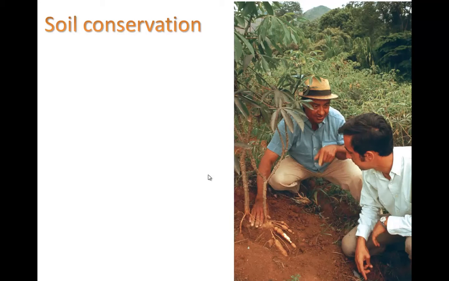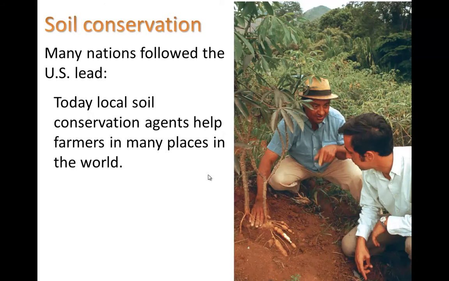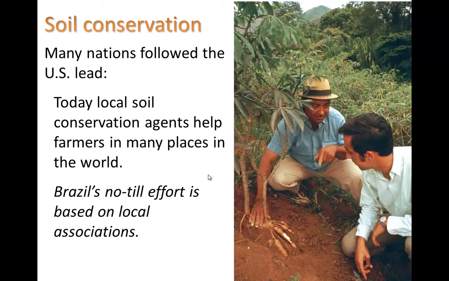Here's an example of modern soil conservation. Many nations follow the U.S. lead on this, and so today you have local conservation agents helping farmers in many places in the world. And Brazil's no-till effort is based on local associations. In this picture, we see a farmer in blue and an extension agent in Colombia. Extensions are parts of universities that interact with local businesses and, in this case, farmers, to try to disseminate knowledge that they are gaining from research studies at the university.